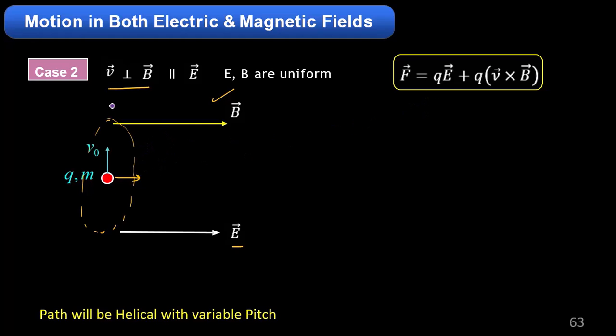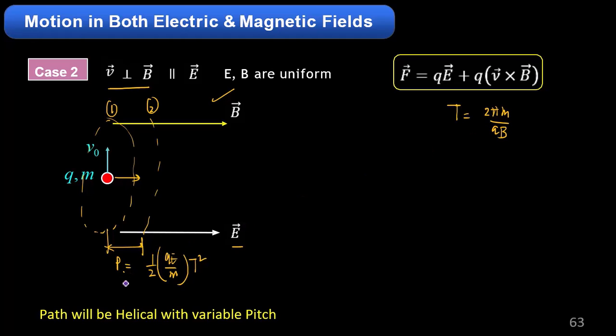Let us say this is the first circle, and this is the second circle. The distance between the first circle and second circle is the pitch. So what is that pitch? That should be equal to half a t square, where a is the acceleration, equal to qE by m. What is capital T? T is equal to 2 pi m by qB. That is the first pitch.